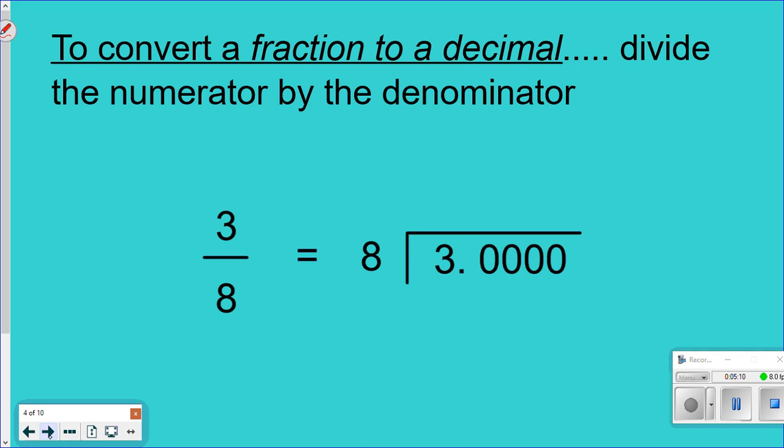Okay, so the next thing you need to have in your notebook is this: to convert a fraction to a decimal. Now we're going to go the opposite way. We're going to have fractions and we're going to change them to decimals. Before, we could change decimals to fractions. Now we're going to go the other way.